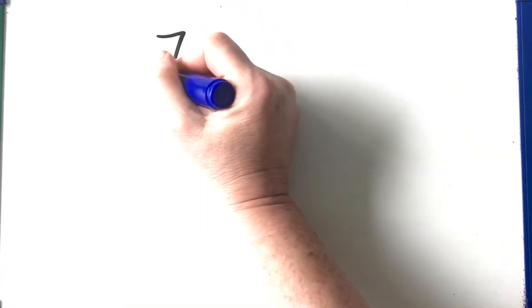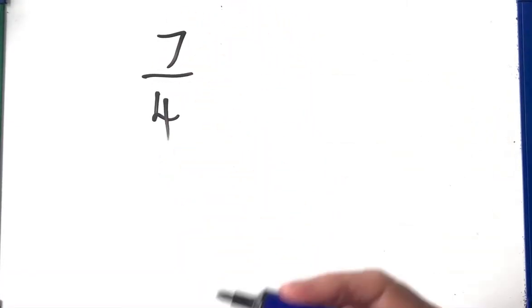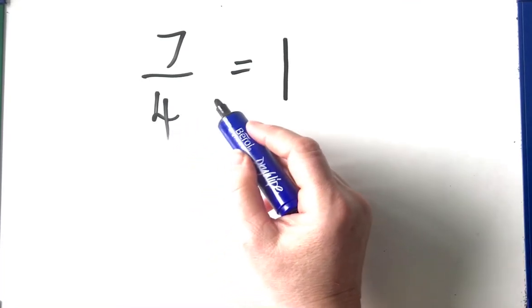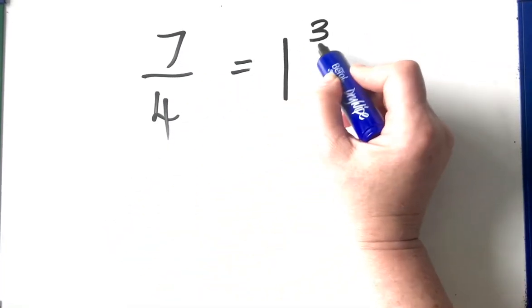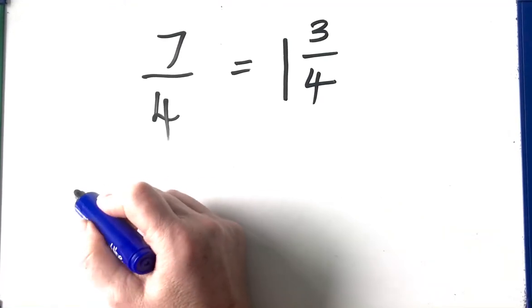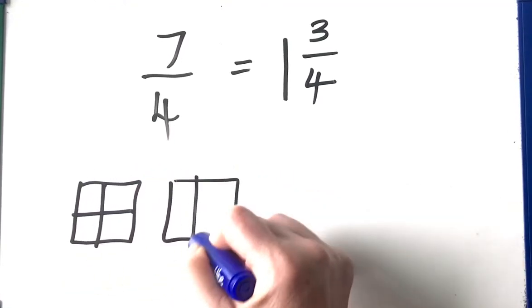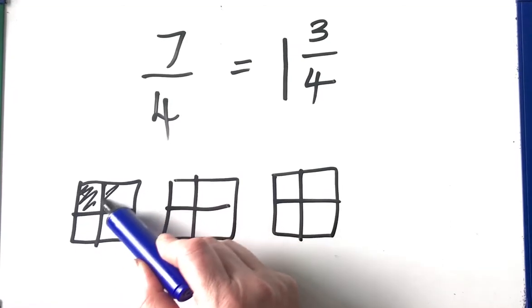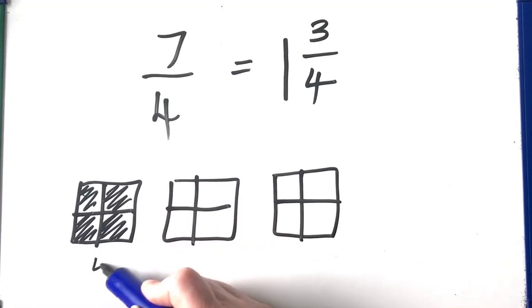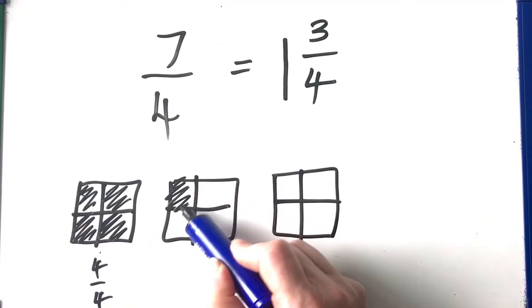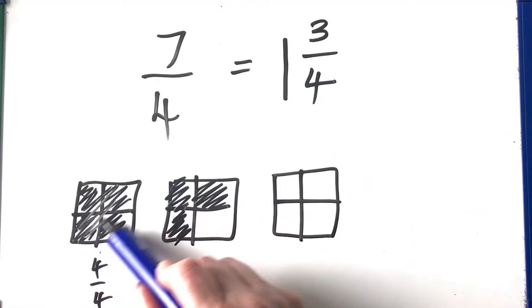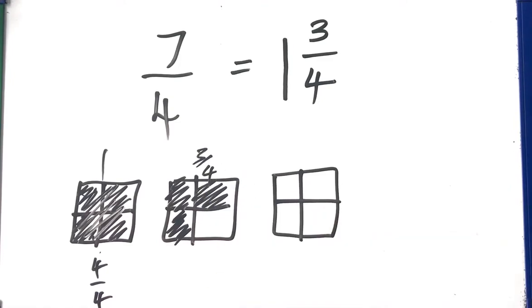Bear with me, and let's look at 7 quarters. Well, that would be 4 quarters make a whole one. 4 times 1 gives me the whole one, but there are 3 left over, and here we are. Here's quarters. Probably done more than I need, but let's have a look at colouring in 7 of them. 1 quarter, 2 quarters, 3 quarters, 4 quarters makes a whole one. 5 quarters, 6 quarters, 7 quarters. So you can see that it's 1 whole one. There's the whole one, and there's 3 quarters left over.